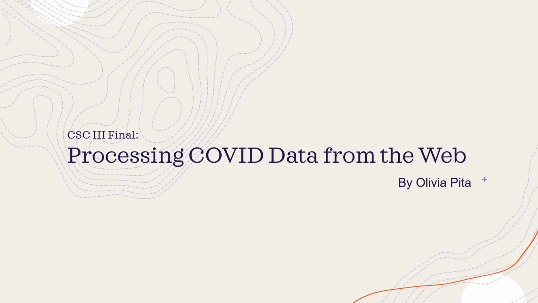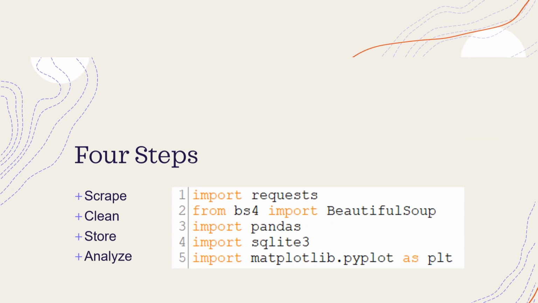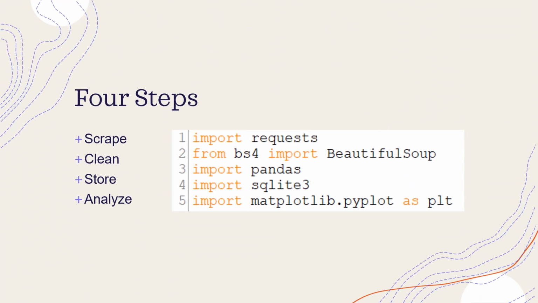Hello, my name is Olivia Pita, and this is my final project for Computer Science 3, processing COVID data from the web. There are 4 steps to this assignment: scraping, cleaning, storing, and analyzing, and we will use these libraries to do it.